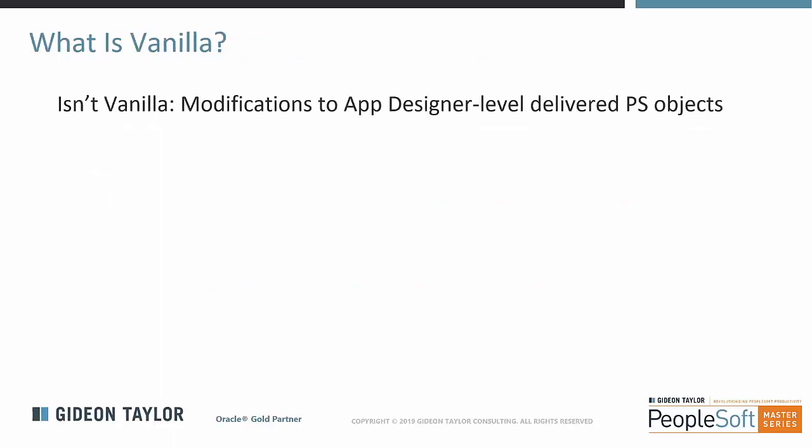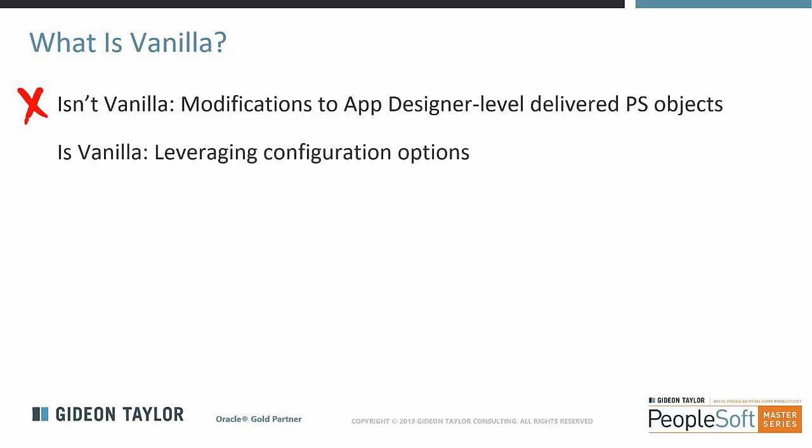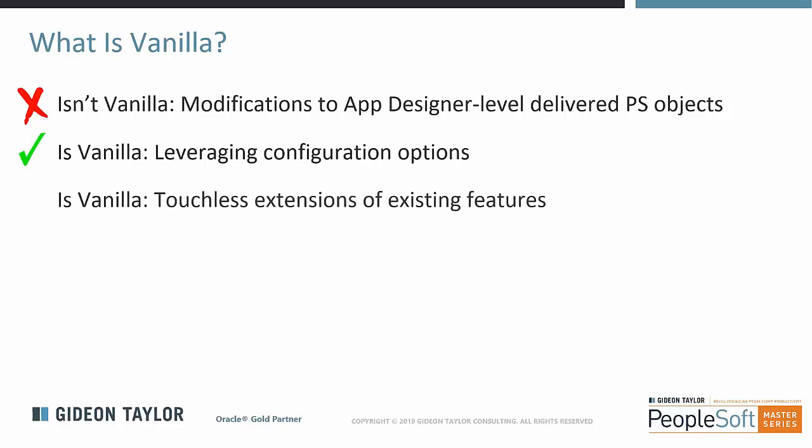So what is it? It isn't vanilla to modify App Designer level delivered PeopleSoft objects. But it can still be, of course, vanilla to leverage configuration options. It's vanilla to create touchless extensions of existing features. That includes event mapping. And it's vanilla to build bolt-on applications. If you build a new page, you're not modifying the existing page or component or field or record or whatever, that's vanilla, because you can apply a new PUM and those new pages are not going to show up on your compare report.